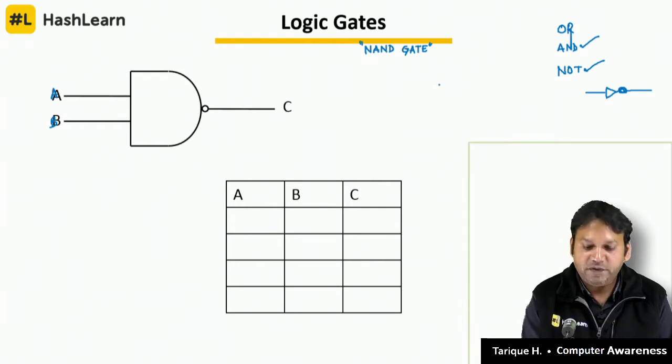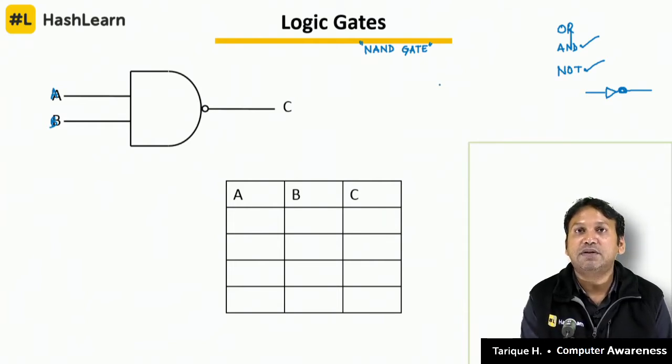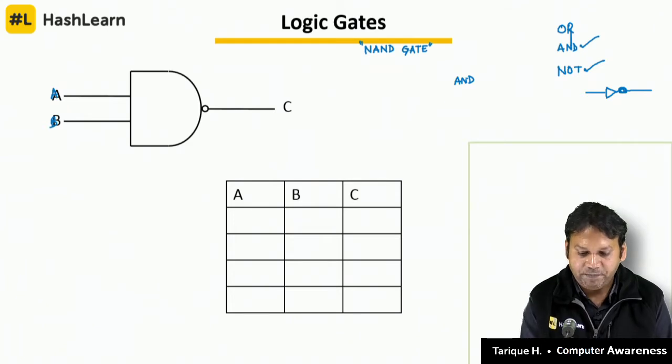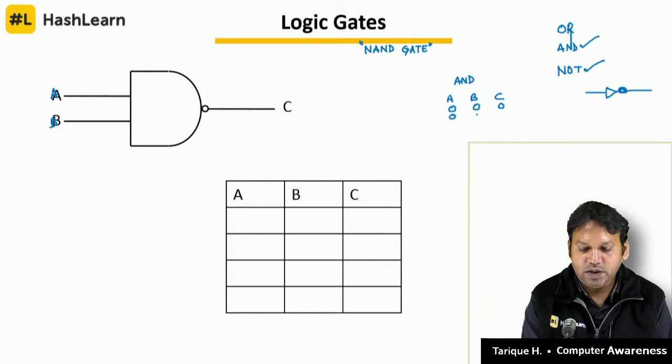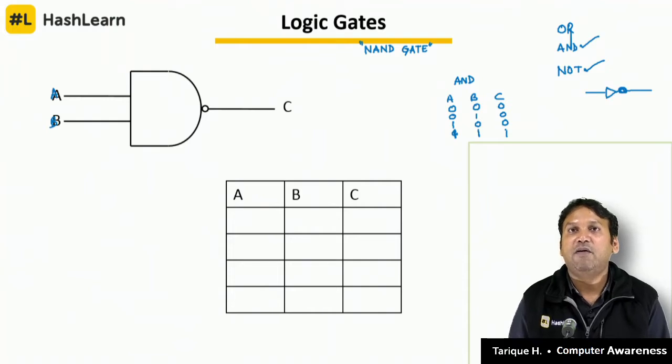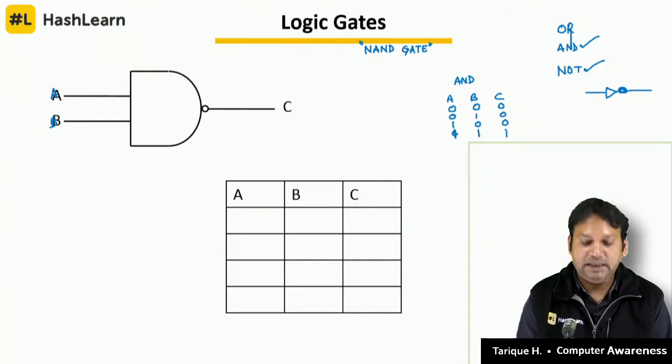Okay, let's see. So first what we'll do is we'll rewrite the truth table for the AND gate. Now we know what the AND gate is. The AND gate is multiplication. So if we have A and B and C, then we have 0 into 0 is 0, 0 into 1 is 0, 1 into 0 is again 0, and 1 into 1 is 1. This we know very well from our truth table of the AND gate. So if we apply this here, what will happen?